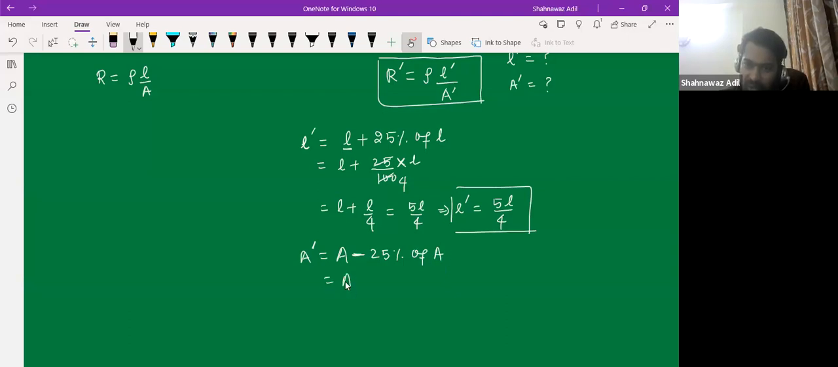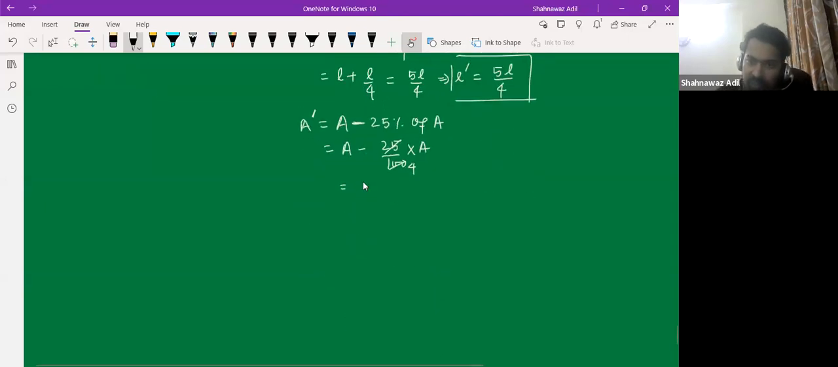So this would be A minus 25% of A, which is 25 by 100 of its multiplication. Again, this is 4. This would be A minus A by 4. So how much? The LCM is 4, so this is 4A minus A. So 3A by 4. This is the new A.